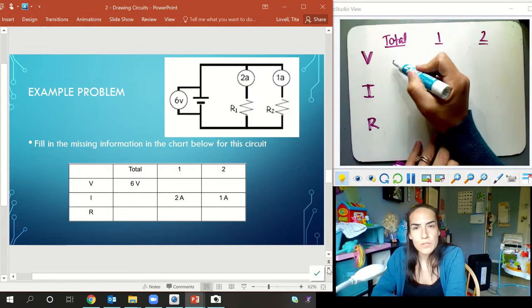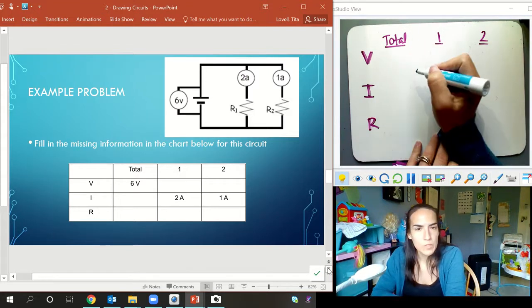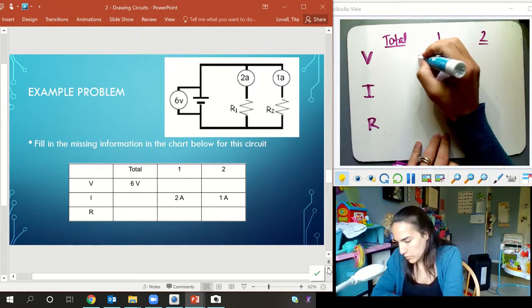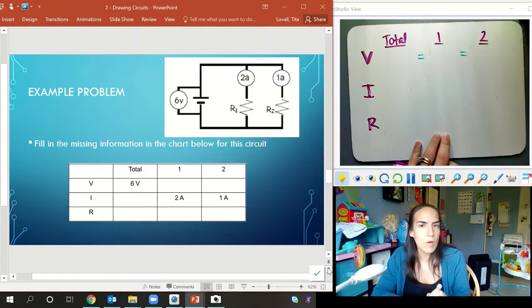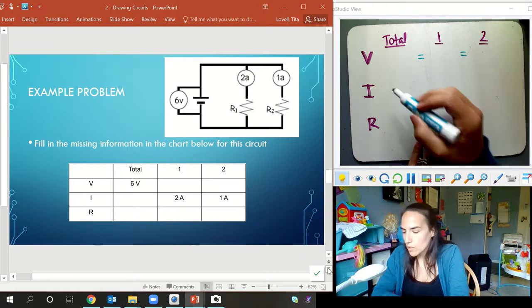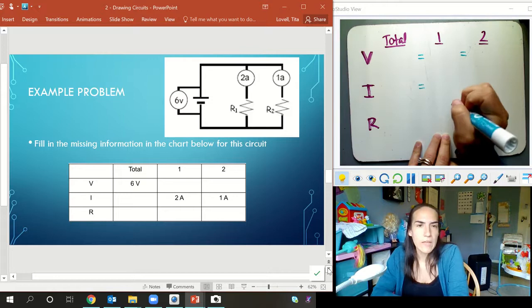So for your total voltage, the voltage drop across each resistor is going to be exactly the same. Whatever you have as your total voltage, you're just going to bring that number all the way across. Your total current, however, is going to be slightly different.